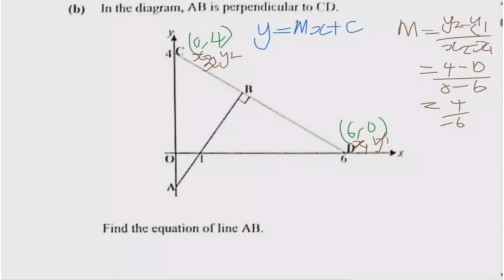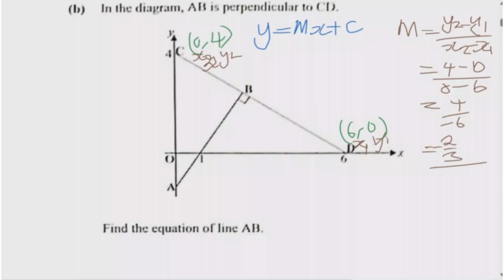When we simplify that to its lowest term, a number that can go into 4 and negative 6 is 2. So 2 into 4 goes 2 times, and remember we should put a negative sign. 2 into 6 gives us 3. So the gradient is negative 2 over 3.